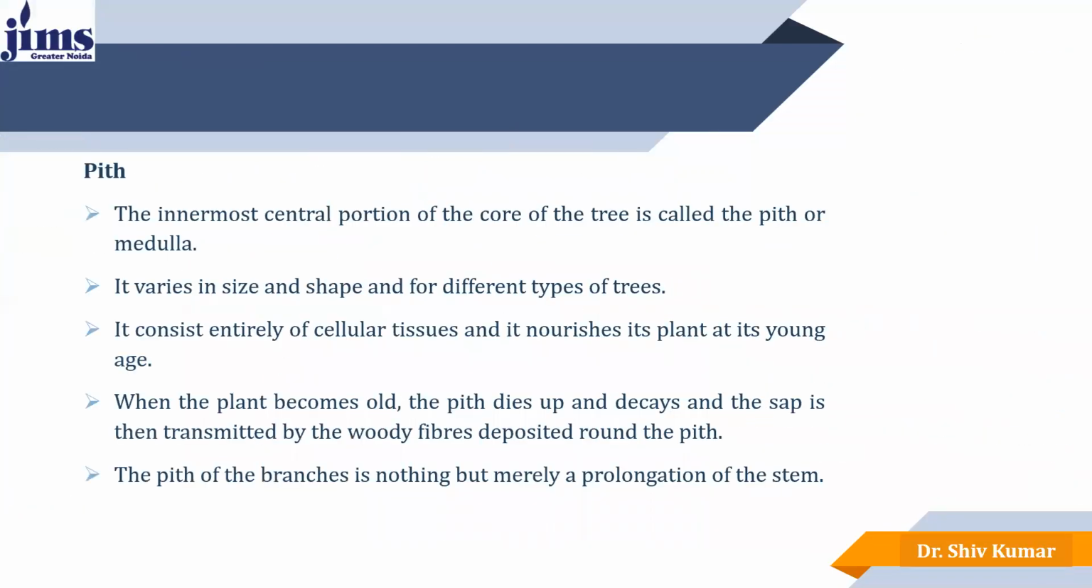The first one is the pith, the innermost central portion of the core of the tree, which is called pith or medulla. It is darker in color, sometimes brownish or blackish brown. In the early stage of the plant, it supplies nutrients from the roots to other parts of the plant. But later on, it dies, decays, and is converted into sap. The pith of the branches is merely a prolongation of the stem.